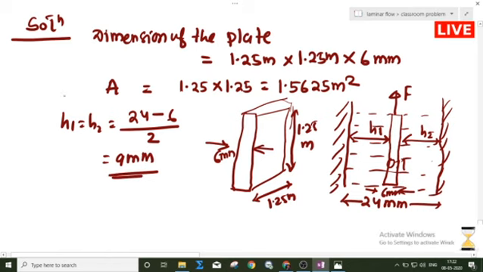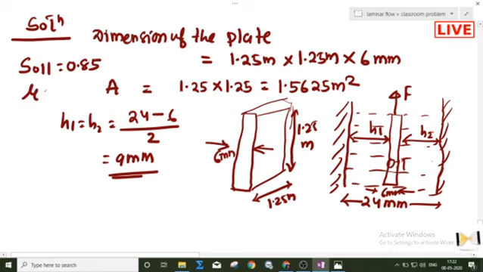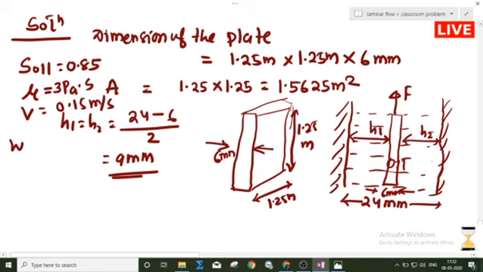And the specific gravity of the oil is given as 0.85. Dynamic viscosity is given as 3 Pascal second, highly viscous. The velocity at which the plate is moving is 0.15 meter per second, and the weight of the plate is given as 90 Newton. This data is given to you.